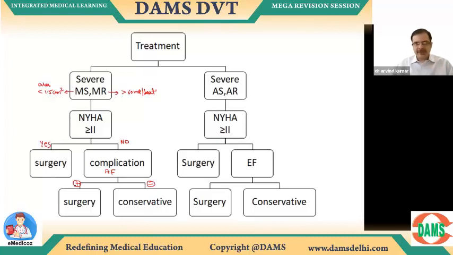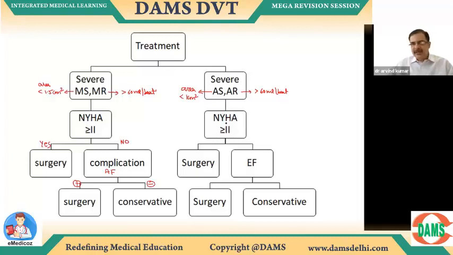Now, what is the surgery of choice? In cases of MS, the surgery of choice is balloon valvotomy. For MR, the surgery of choice is valve replacement or repair. While severe AS is an aortic valve area of less than 1 centimeter square. Severe AR is a regurgitant jet going into the left ventricle from the aorta, a regurgitant fraction of 60 ml per beat. That is severe AR, and these are diagnosed on echocardiography.